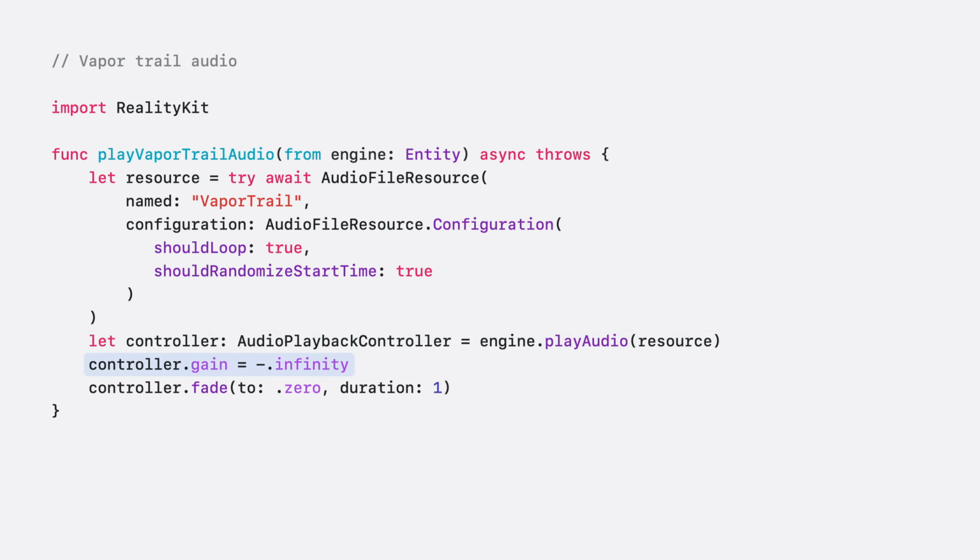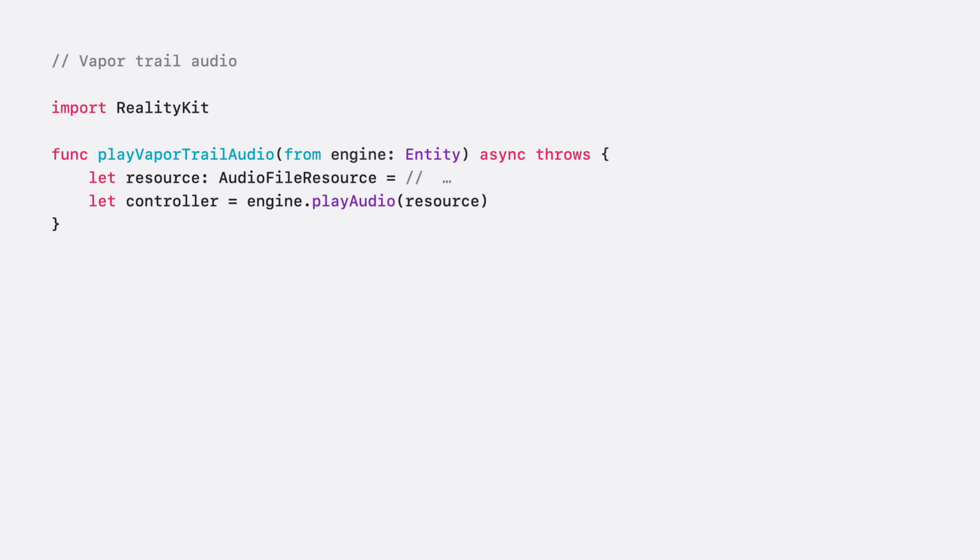I will set the gain to -infinity. The audio playback controller gain property is in relative decibels, where -infinity is silent and 0 is nominally loud. All sounds are clamped to a maximum of 0 decibels. Then I will call the audio playback controller.fade2 duration method so that it fades into 0 decibels over 1 second.